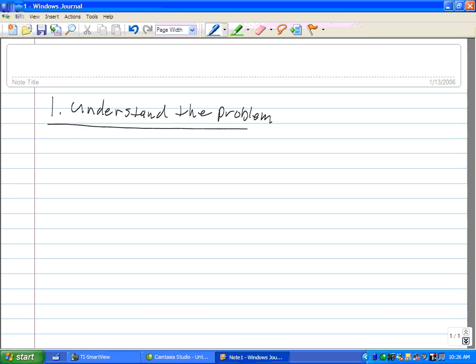Now, there are several different things we can do to help us gain an understanding of the problem, but the first thing we always need to do is read the problem itself. Now, as we read the problem, if the problem has any complexity to it whatsoever, then it's usually a good idea to read the problem more than once. Most texts will suggest to read the problem at least 2 times.